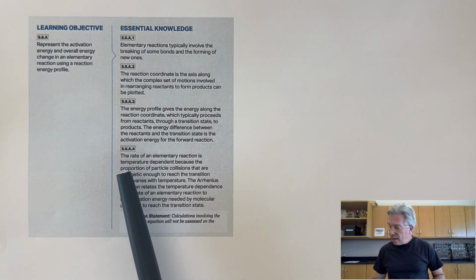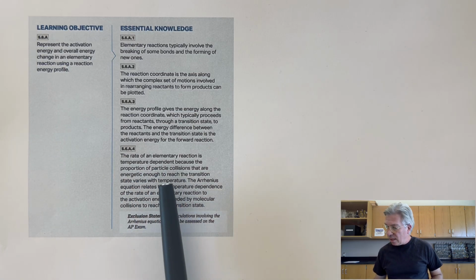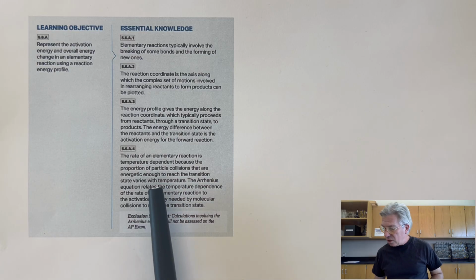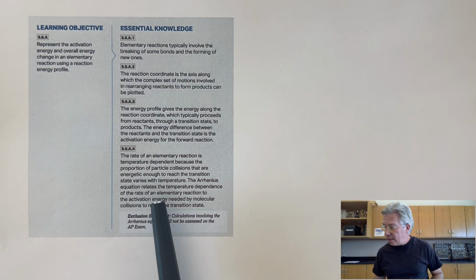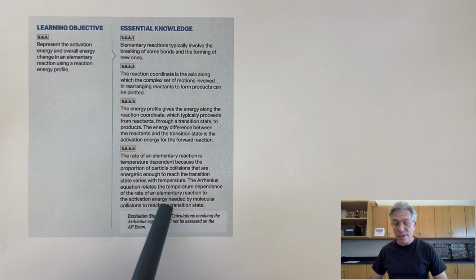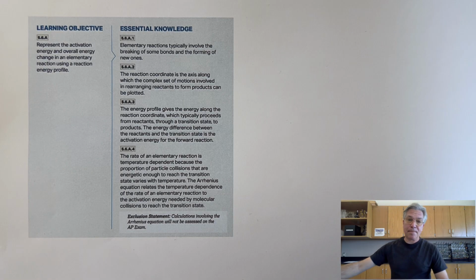The energy difference between the reactants and the transition state is the activation energy for the forward reaction. And finally, the rate of an elementary reaction is temperature dependent because the proportion of particle collisions that are energetic enough to reach the transition state varies with temperature. The Arrhenius equation relates the temperature dependence of the rate of an elementary reaction to the activation energy, there it is, needed by molecular collisions to reach the transition state. Okay, let's dive right into it.